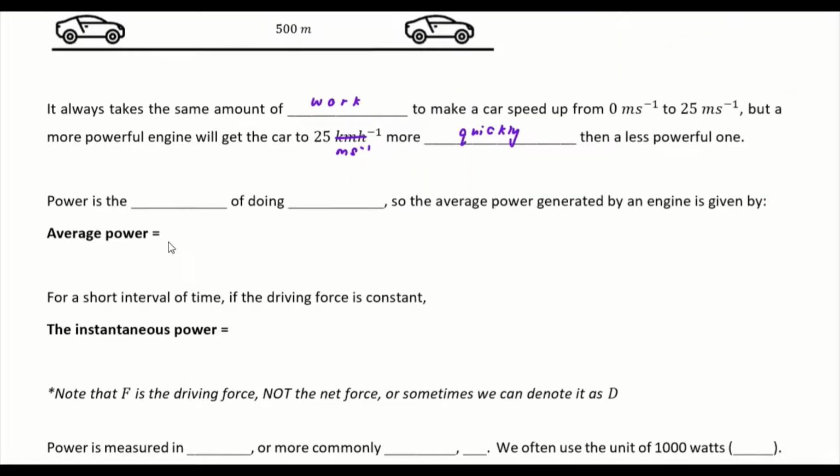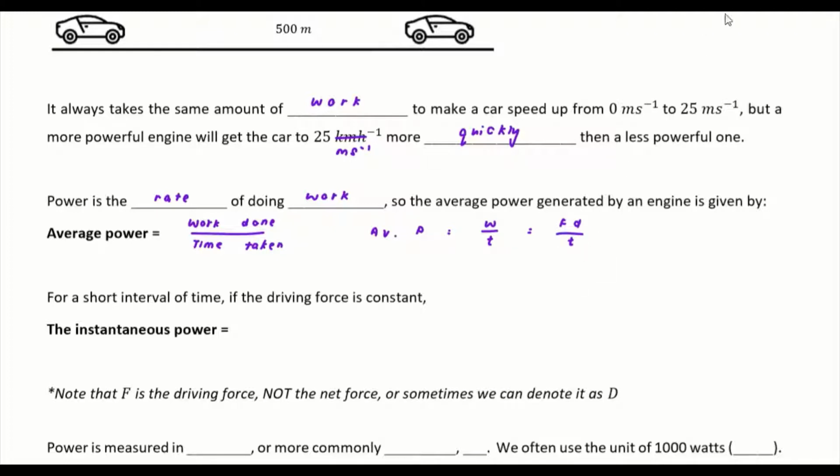So the definition of power is the rate at which the engine does work. How do we find the average power generated by an engine? The average power is given by the total work done, or the energy, divided by the time taken for the engine to do the work. When we write it in short form, the average power is equal to the work done divided by the time. And we also know that work is equal to force multiplied by distance, over t. So this is our formula here.